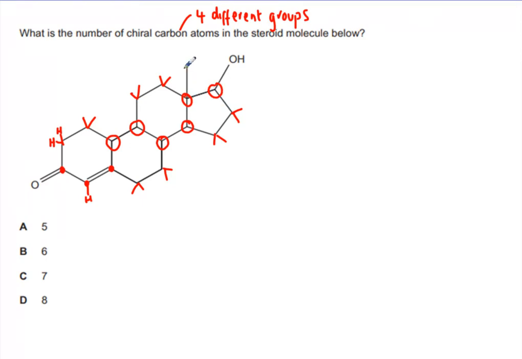And then this one here, we can just double check, but this would have 3 H's on it. So there's 1, 2, 3, 4, 5, 6 circles. The correct answer is B.